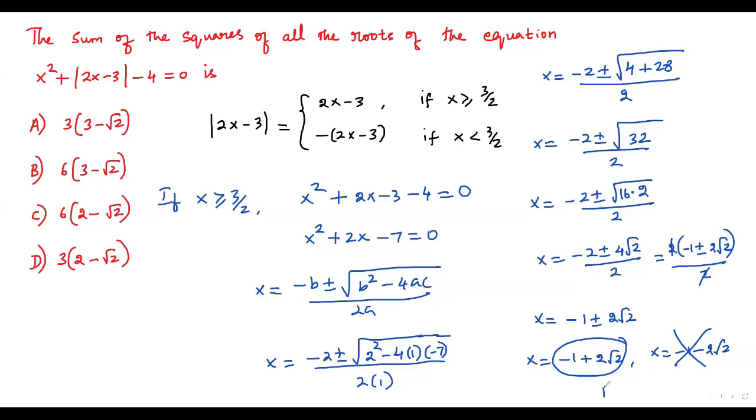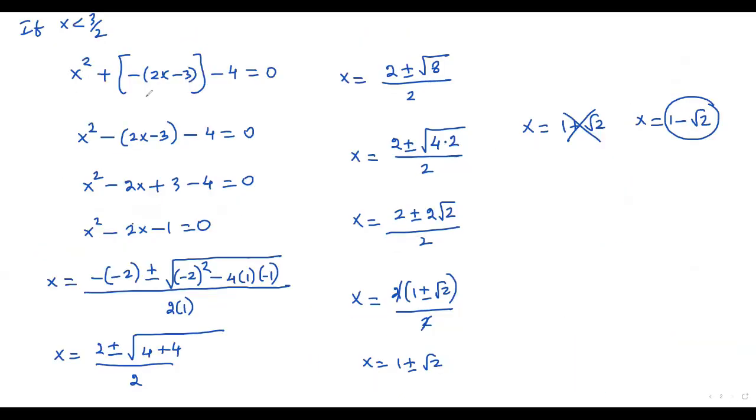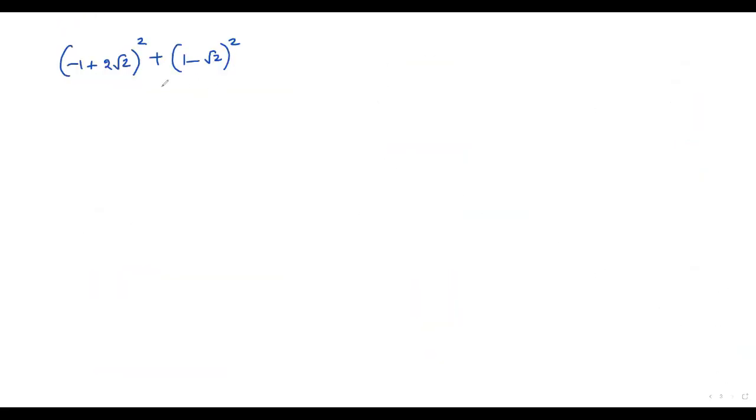Okay, now let me square this one and also let me square the one I got over here, and I have to add them. Okay, now let me do it on the next page. Here I just squared each of the two roots and I added them according to the instruction we have in the question.